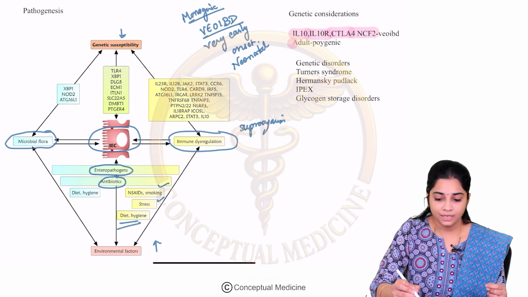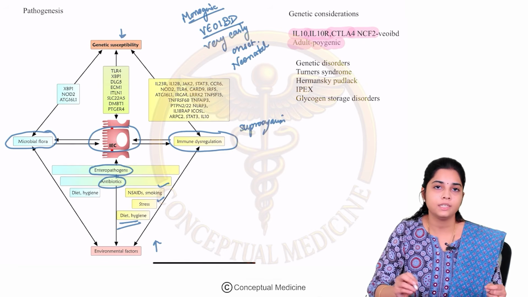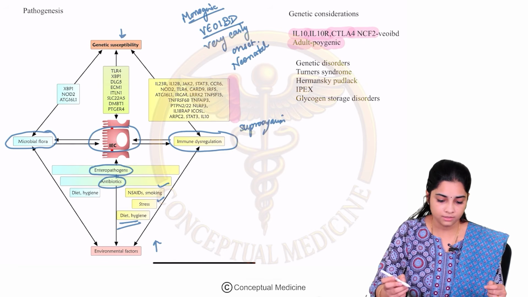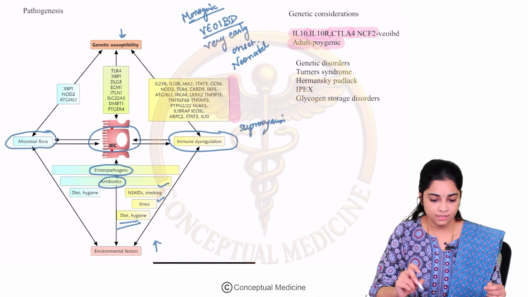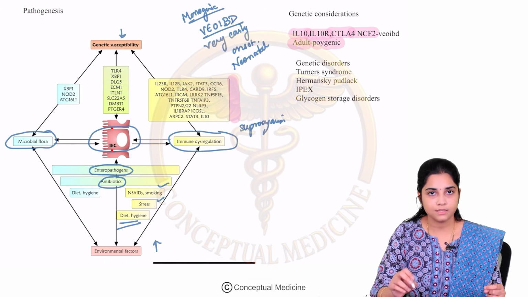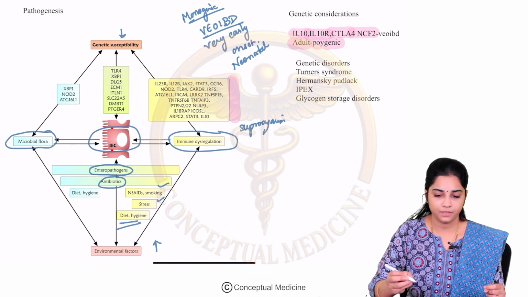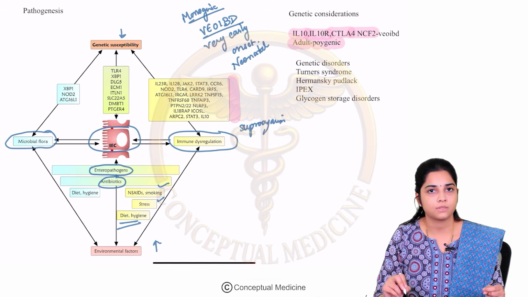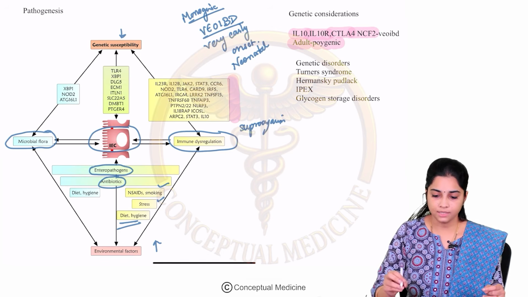Okay. In the adults, often it is a polygenic predisposition. So, you can see that there are so many genes, right? Interleukin 23, JAK pathway, STAT pathway, NLRP pathway and so on. So, in adults it is polygenic. There are certain genetic disorders with which IBD is associated. What are those genetic disorders?